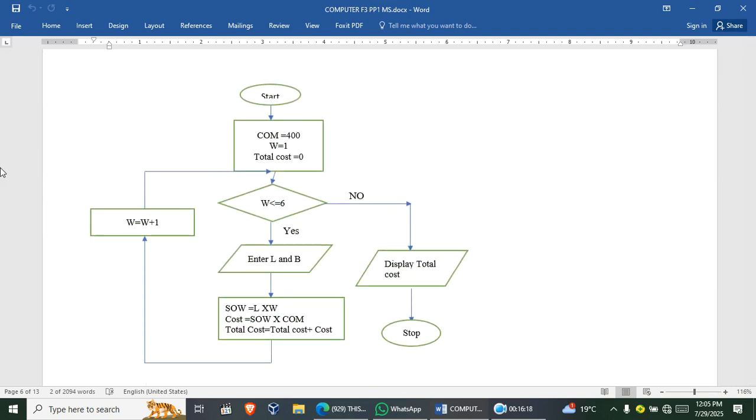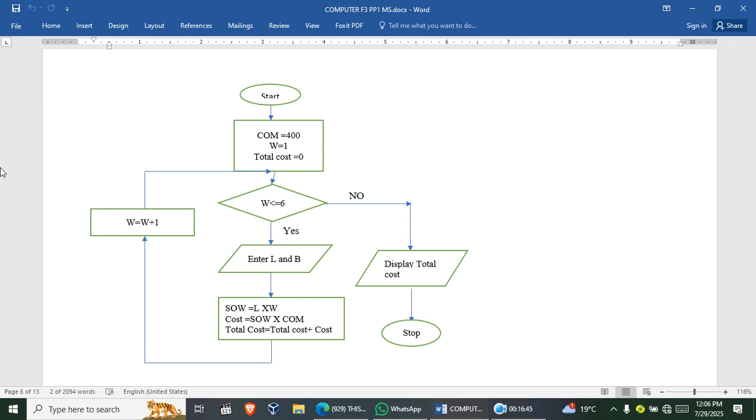So this is the required flowchart. This is just a simplified flowchart. Remember, the flowchart may not be the same; somebody else may interchange where the symbols are. So here you start your program. You set your COM to 400, your width W to 1, total cost to 0. Then from this point, you ask yourself, is W less than or equal to 6?